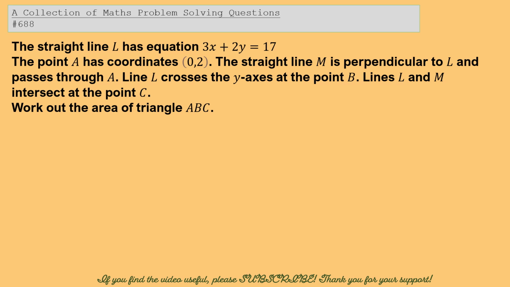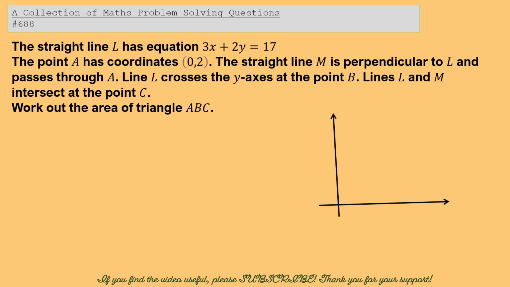The straight line L has equation 3x plus 2y equals 17. The point A has coordinates 0, 2. The straight line M is perpendicular to L and passes through A. Line L crosses the y-axis at the point B. Lines L and M intersect at the point C. Work out the area of the triangle ABC.